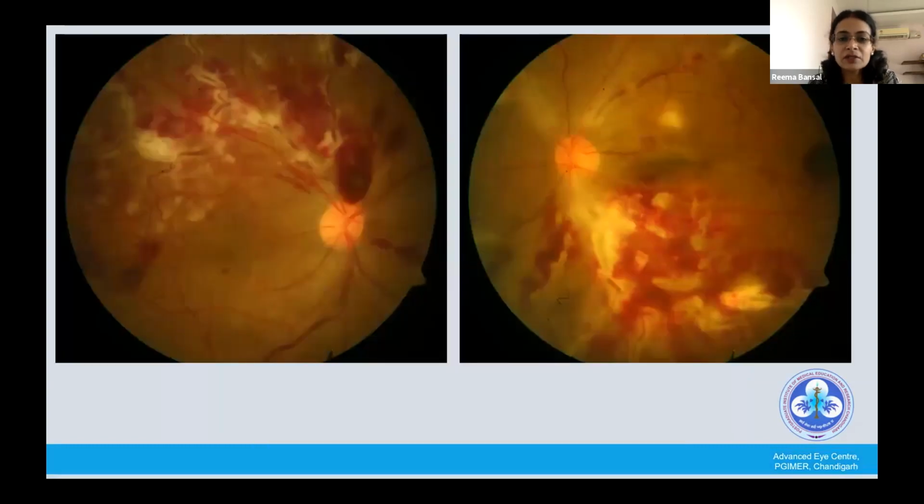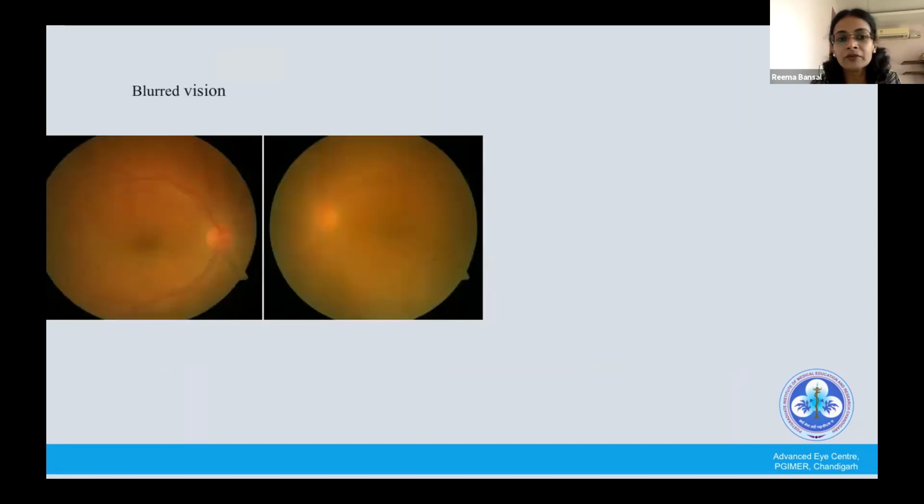Now, these kinds of cases obviously are quite straightforward to deal with. There is extensive vasculitis, bilateral frosted branch, and we investigate the patients accordingly. All that you would need is a fluorescein, but it won't really play much of a role. But what do you do if you have a patient like this who's presenting with blurred vision?